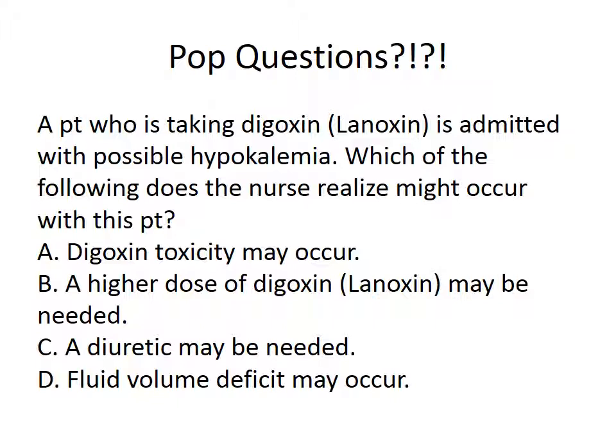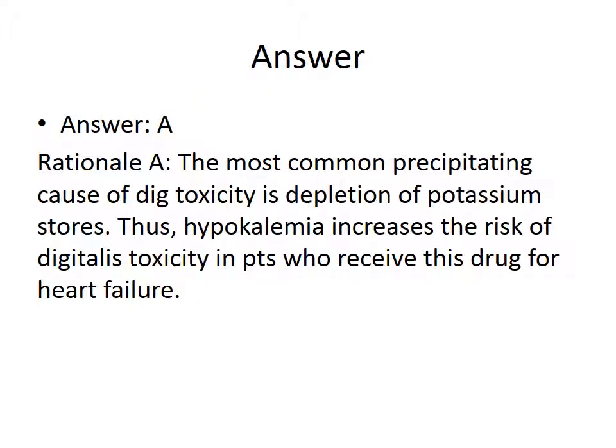A patient is taking DIG or Lanoxin and is admitted with possible hypokalemia. Which of the following does the nurse realize might occur with this patient? A. The most common precipitating cause of DIG toxicity is the depletion of potassium stores. Thus, hypokalemia increases the risk of digitalis toxicity in patients who receive this drug for heart failure. So it's important to monitor these patients.